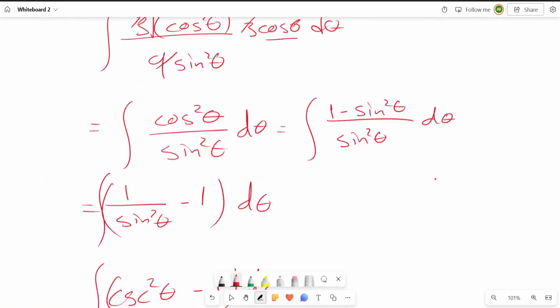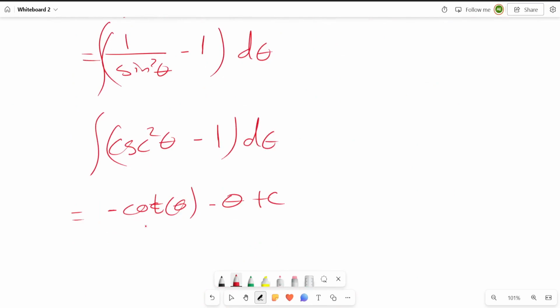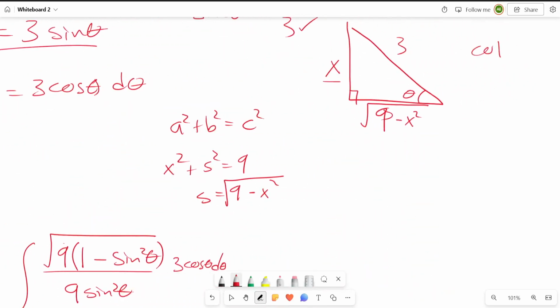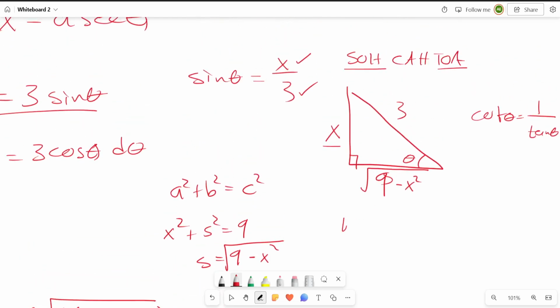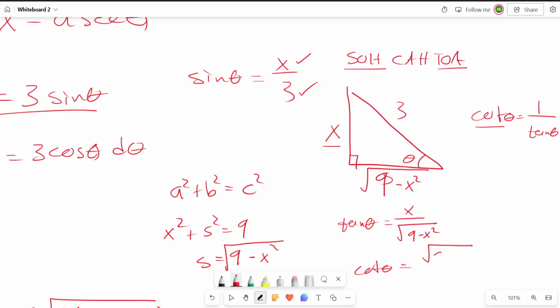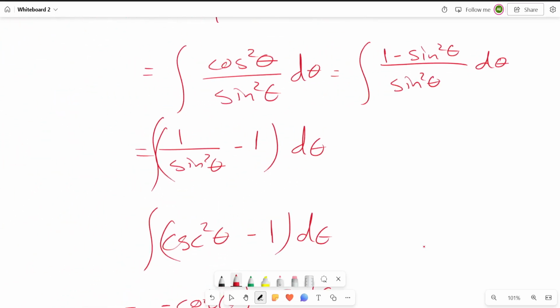So why did I do all that? Because this is going to help me in getting what this cotangent is. I know that cotangent theta is equal to 1 over tan theta, right? And from here, from toa, tan theta is equal to opposite, which is x, over adjacent, which is the square root of 9 minus x squared. So cotangent is 1 over that. So cotangent theta is going to equal the square root of 9 minus x squared, basically flipping that, over x. So this is cotangent theta.